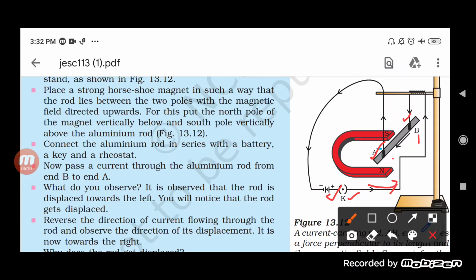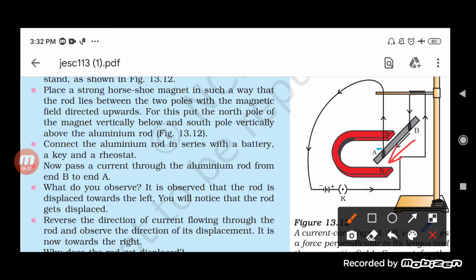What do you observe? It is observed that the rod displaces towards the left side, and you will notice the rod gets displaced. As the current starts flowing and reaches the other end, this rod will get displaced towards the left side, students, like this.